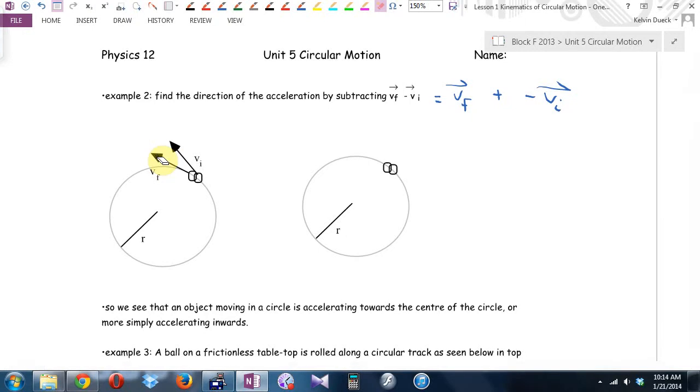So if I were to draw this, Vf looks like this, plus, which way is Vi? Well, that way, up and to the left. So which way is negative Vi? More specific. If Vi is up and left, which way is negative Vi? Down and right?